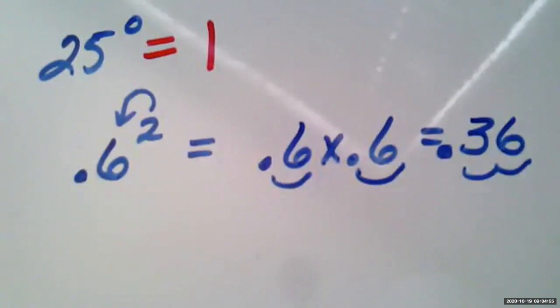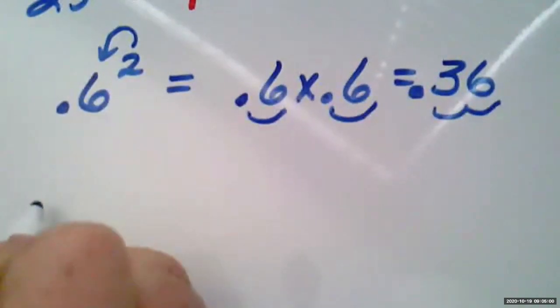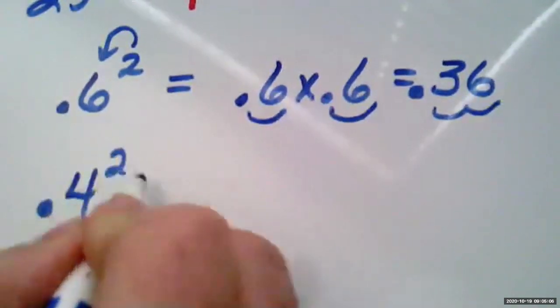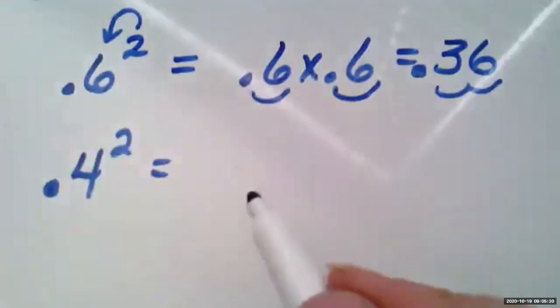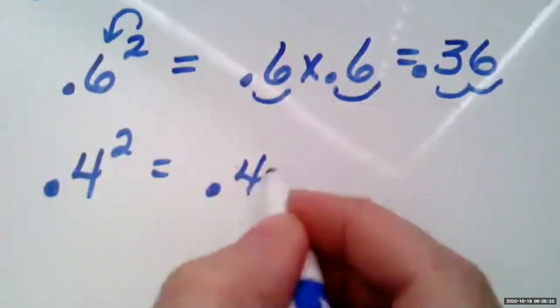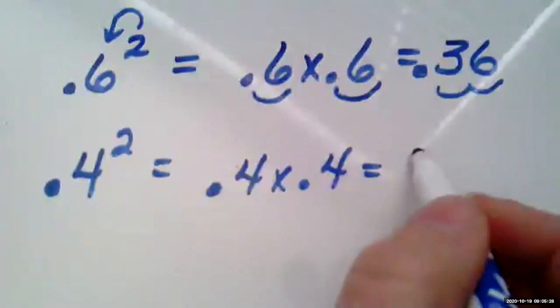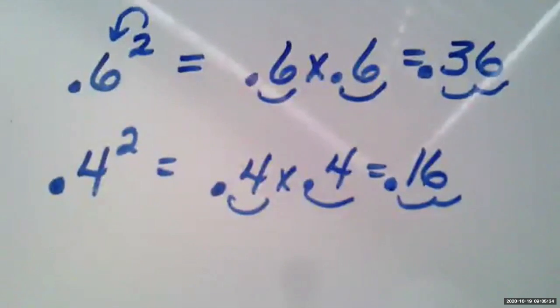Okay, I'm gonna do another one. I'm gonna do a different one. How about 0.4 to the 2nd power? There you go, 0.4 to the 2nd power. That's better. Okay, yes, there you go. 0.4 times 0.4 does equal 4 times 4 is 16, and you have those 2 digits behind the decimal giving you 0.16.